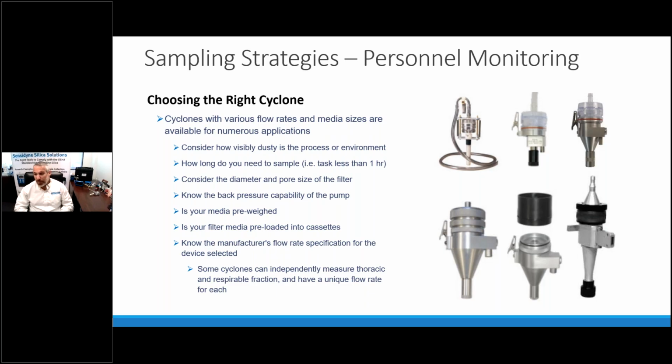Is your media pre-weighed? Most commonly, for this type of sampling, we choose to use pre-loaded and pre-weighed filter cassettes. It's important to know the manufacturer's flow rate specific to the cyclone that you're using. Some cyclones can independently measure both thoracic as well as respirable fractions. When they do that, they use different flow rates to capture the thoracic, which, remember, is the less than 10 micron particle diameter size, versus the respirable fraction, which is the less than 4 micron particle size.